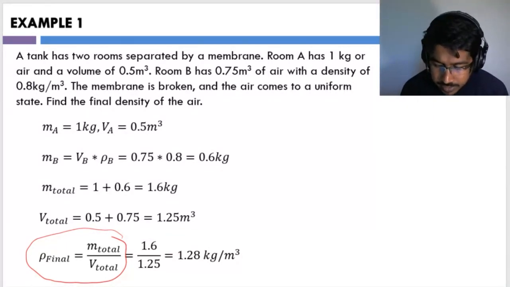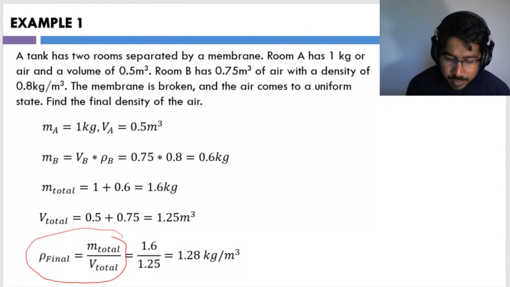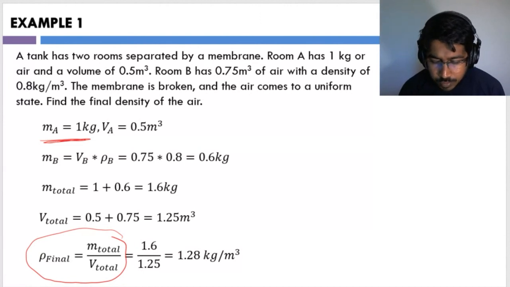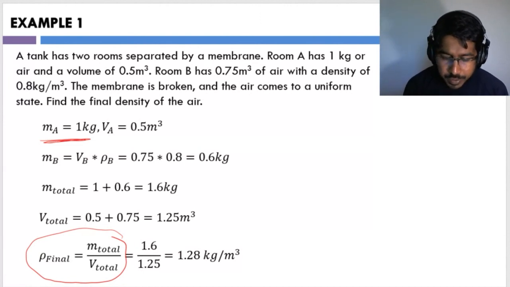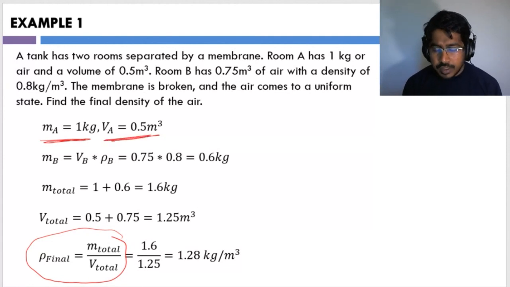So in the question, it says room A has 1 kilogram, so MA is known, and the air volume is 0.5 cubic meters inside the same chamber. So MA and VA are given. So it's very straightforward in that case.